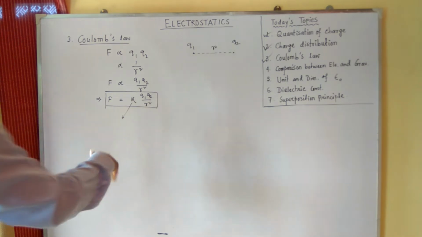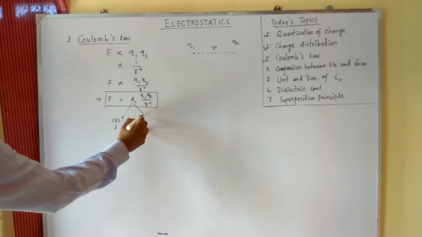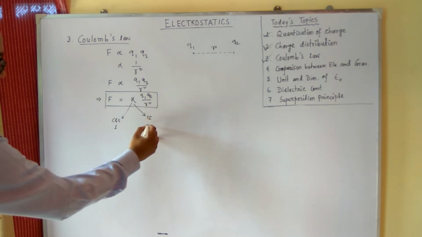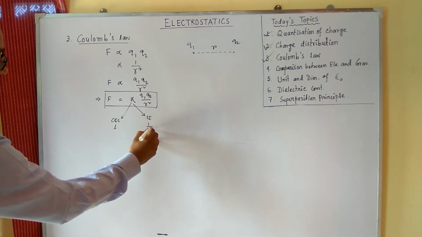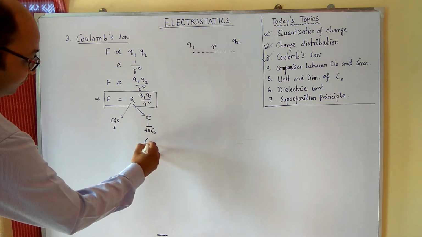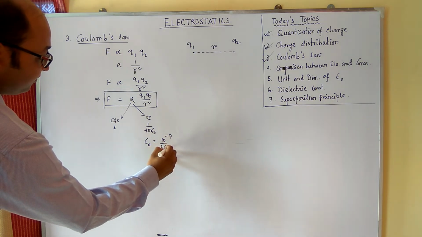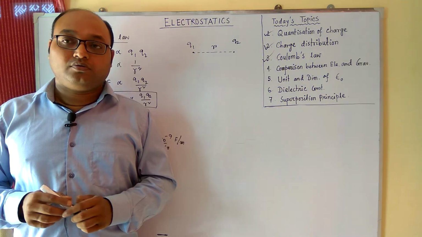The value of the constant in CGS unit is 1, and in SI unit the value of the constant is 1 by 4 pi epsilon 0, where epsilon 0 is called the free space permittivity. The value of epsilon 0 is 10 to the power minus 9 by 36 pi farad per meter.